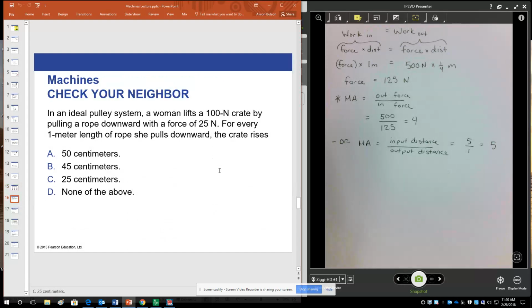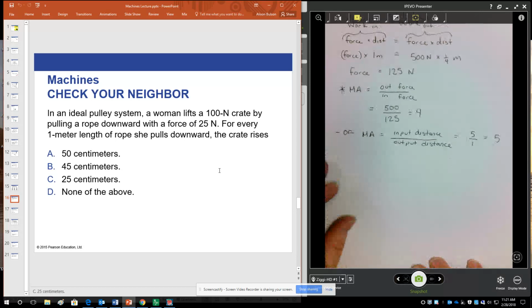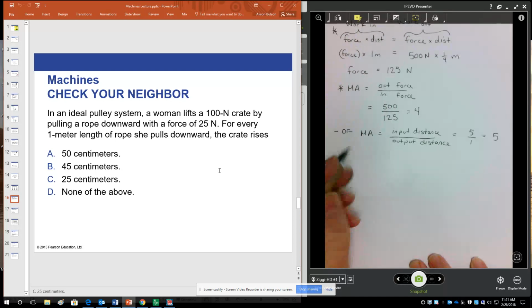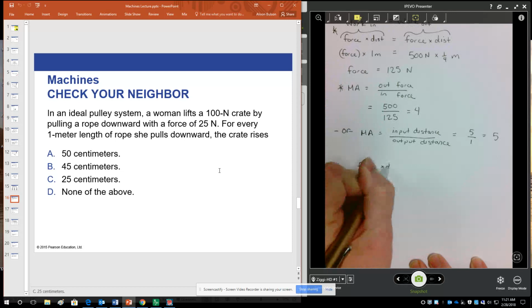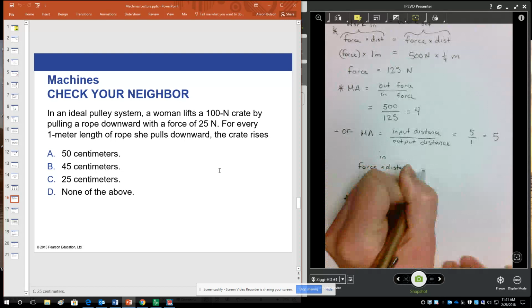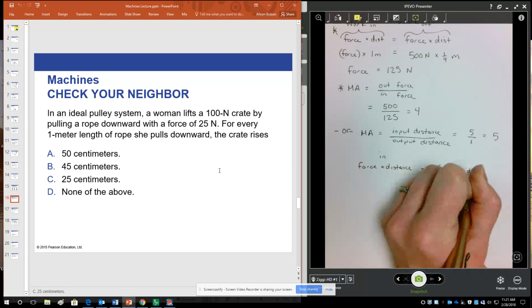So, in an ideal pulley system, a woman lifts a 100 Newton crate by pulling downward with a force of 25 newtons. For every 1 meter she pulls, how much does the crate rise? In order to answer this question, we're going to consider the input and output work. So we're going to consider force times distance in equal to force times distance out.